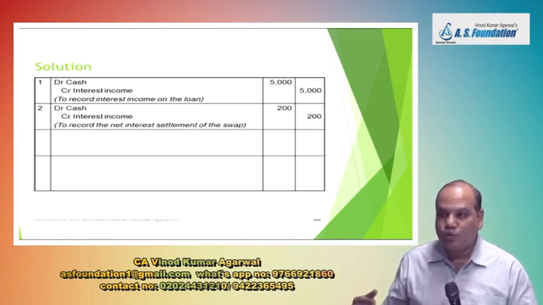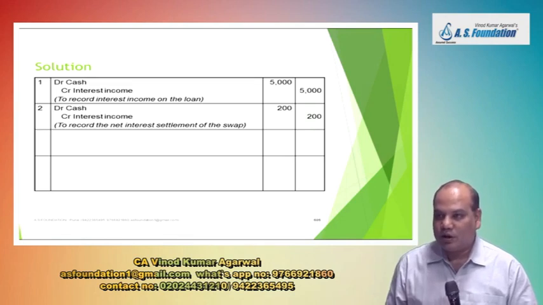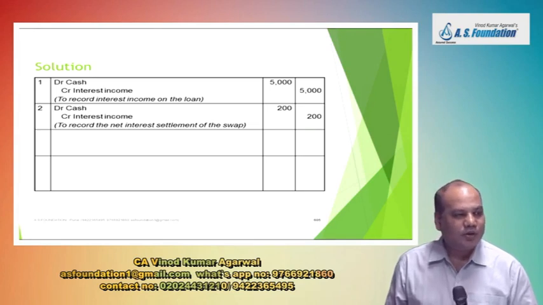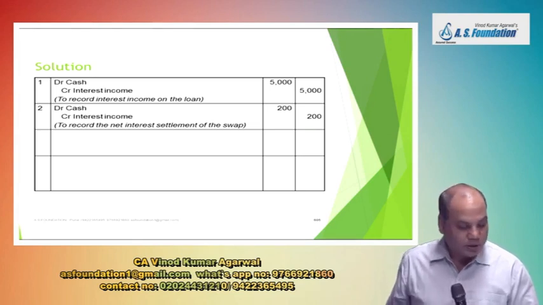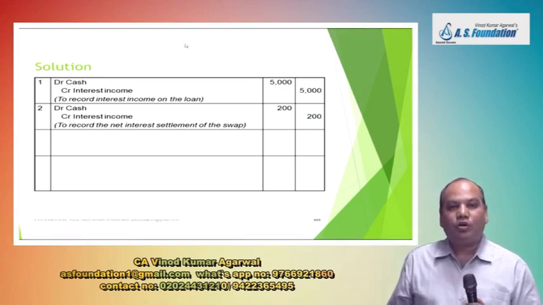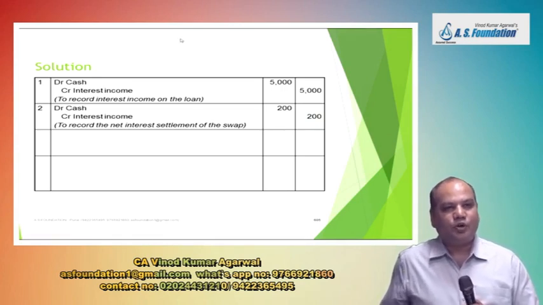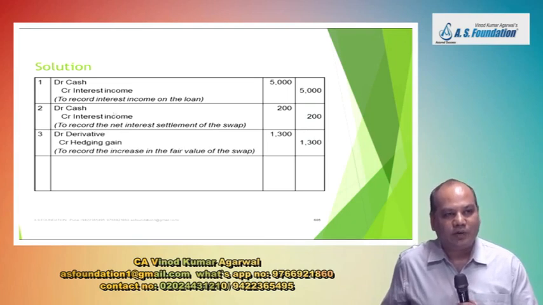Then you receive 200 also. Cash or bank account debit to interest income 200 to record the net interest settlement on the swap. Then pass an entry for gain on derivative. There is a positive gain of 1300 on the derivative.